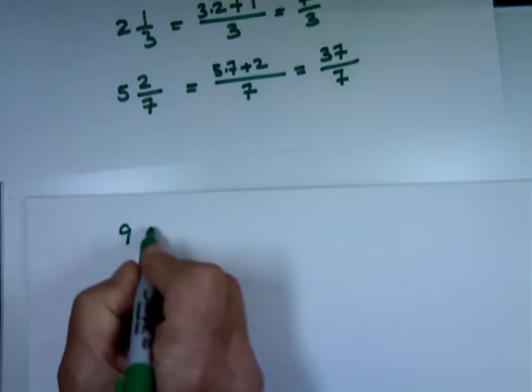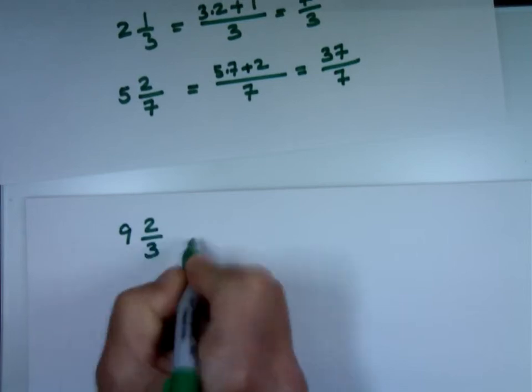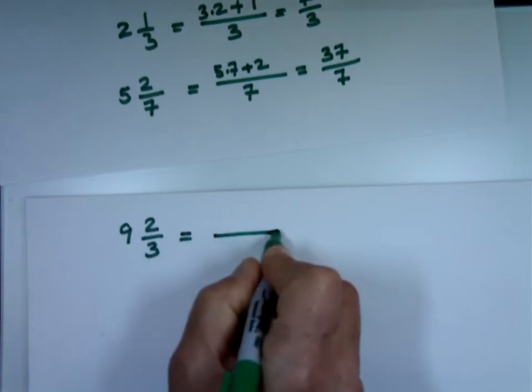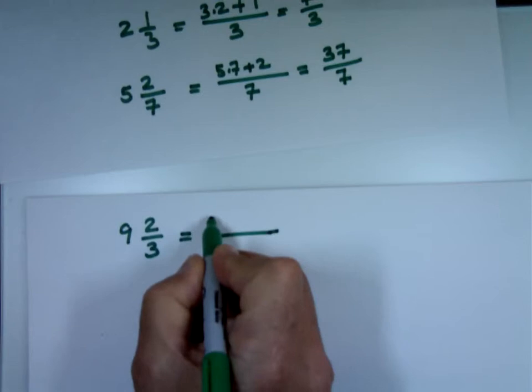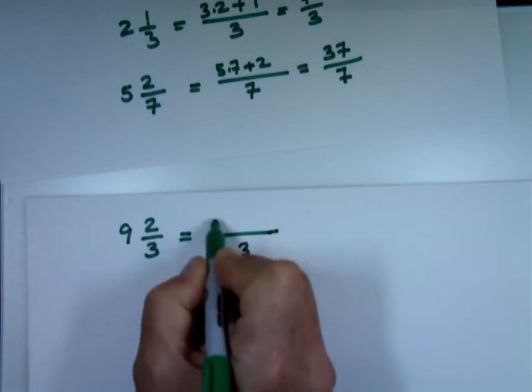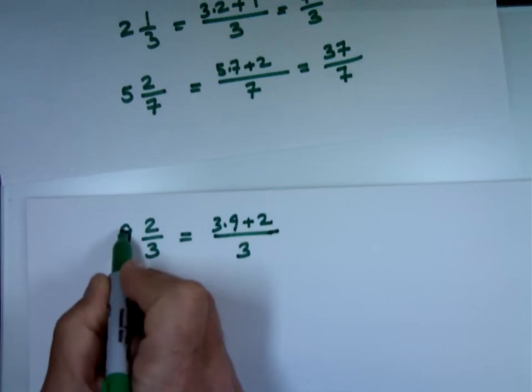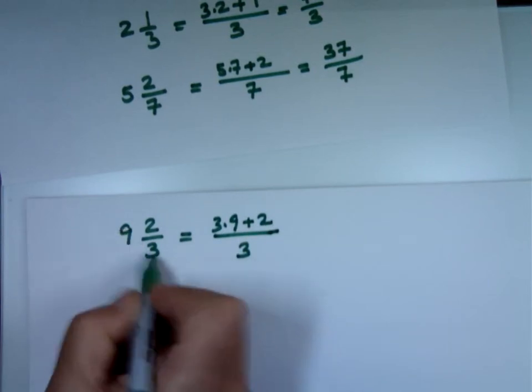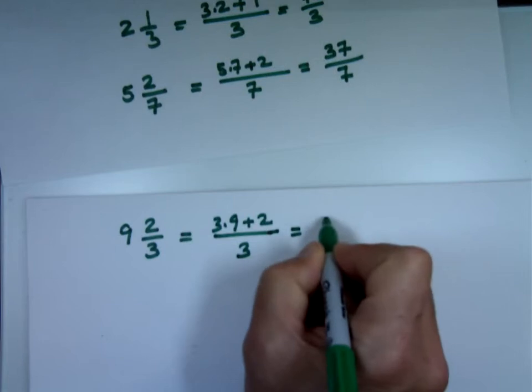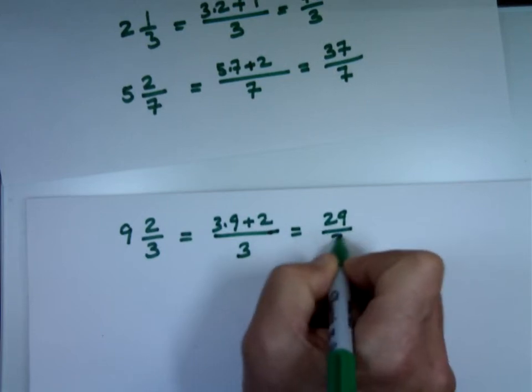Nine and 2/3. That'll be what? The bottom is the same. The top is going to be 3 times 9 plus the 2. What's 3 times 9? 27 plus 2? 29 over 3.